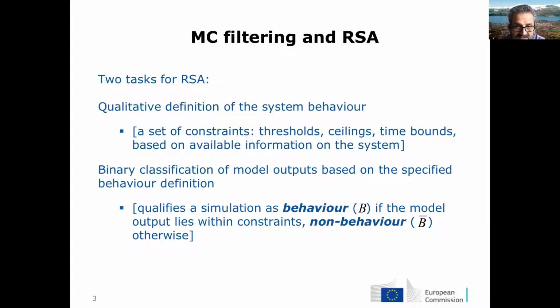And then, based on this qualitative definition of behavior, you define a classification of the model outputs. We have already discussed this before. Here the setup is a Monte Carlo setup. We have a number of draws out of the distribution of the parameters. You propagate them through the model, so you have a number of draws of your output, and then you classify the output as behavior or non-behavior according to whether the model output lies within the constraints that you have defined in the first step.